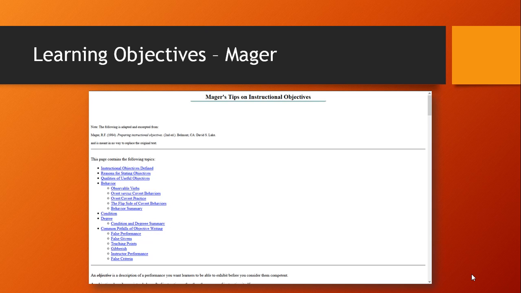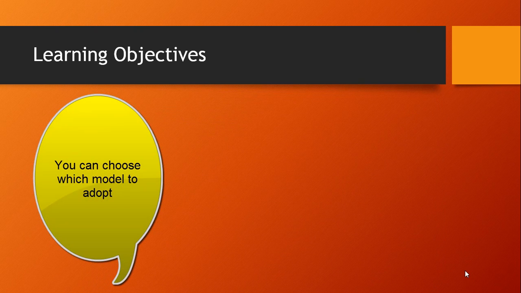On the other hand, you may choose to use Major's model for writing instructional objectives. And in this case, you'll find information about the definition of instructional objectives, the reason for stating objectives, the qualities of useful objectives, and also a discussion of the components of useful learning objectives, as well as information about common pitfalls of writing objectives.